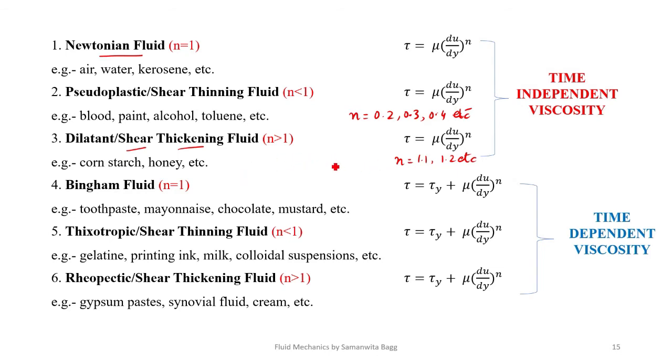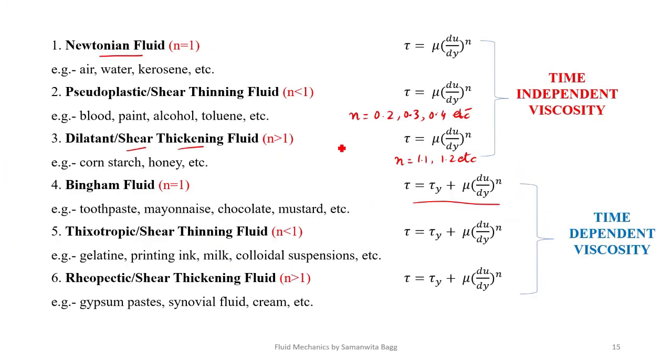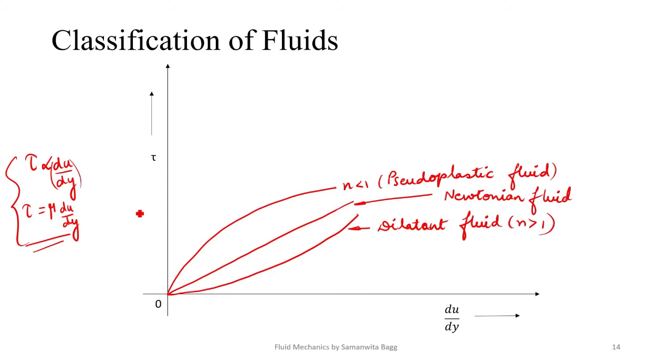Now we need to focus on this equation. If you look at the equation, it is tau is equal to tau y plus mu du by dy raised to n. When I had tau is mu du by dy raised to n, my lines were passing through the origin. But now if you observe, it is tau is equal to tau y plus this term. So this tau y is nothing but a value. So on this axis tau, you will have some height. This will be called tau y.